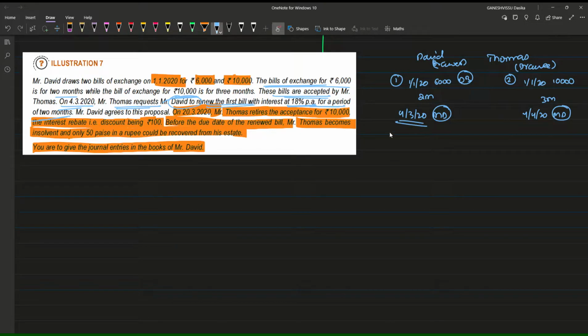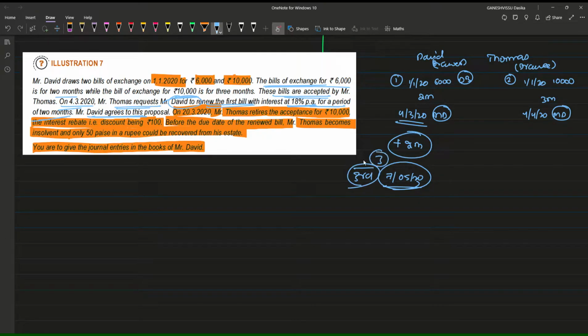Let me explain the entries after understanding the question. So plus 2 months I am writing here. Plus 2 months is again 2 months extra he is going to take. What will be the maturity date afterwards? On 4th March 2020, and David is also agreeing to this proposal. After 2 months, what would be the maturity date? March completed, April and May. So 7th May 2020 is the maturity date of this third bill.